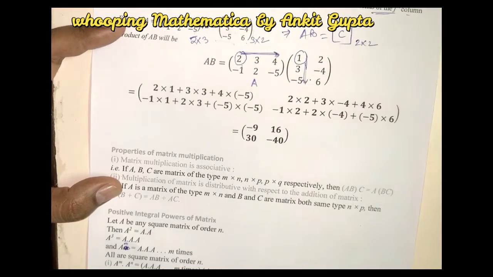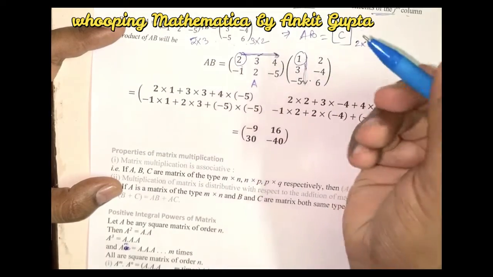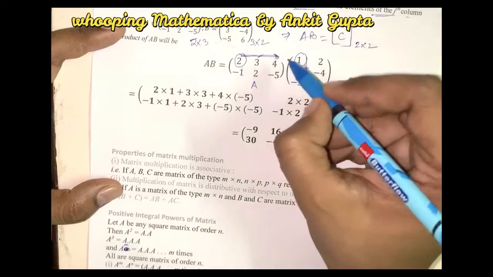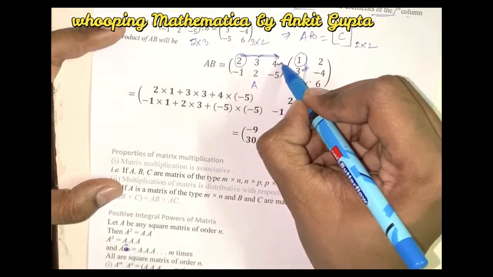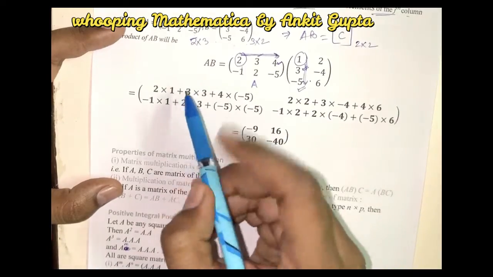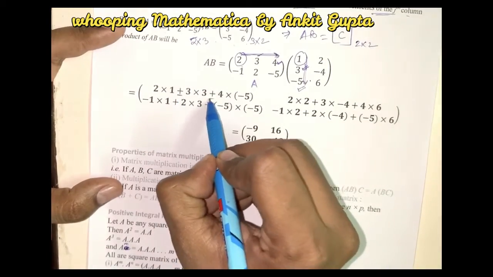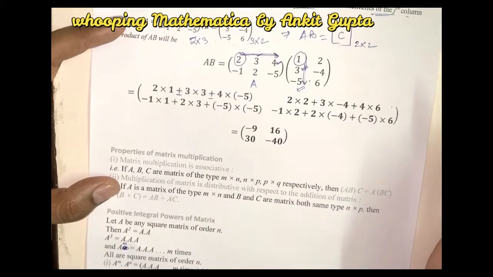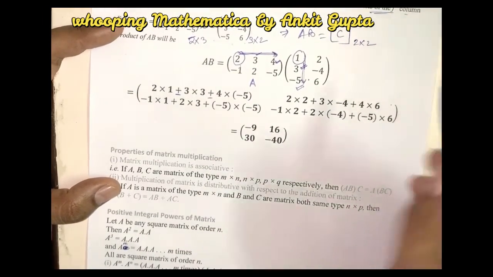Now similarly, the first row second column element will be multiplied by the second row first column element. Similarly, the first row third column element will be multiplied by the third row first column element, and we are going to put an addition sign between them. Similarly, we have done this for the next column also.